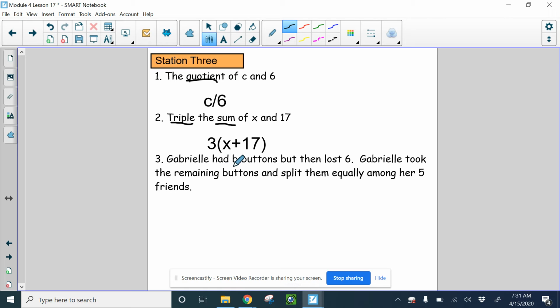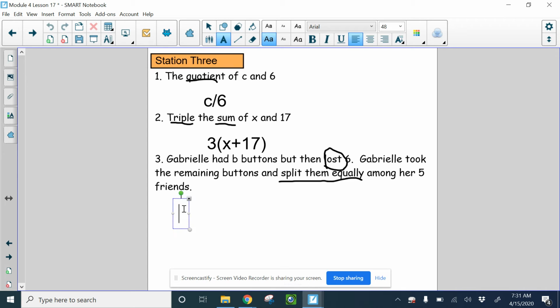So one more word problem on this slide. Gabriel had B buttons but lost 6. But then they took the remaining buttons and split them equally among her 5 friends. So if I have B buttons and I lose 6, that means I'm subtracting 6. If I split something equally, that means I'm now going to divide. So again, I'm just taking the words and replacing everything with symbols. I'm going to divide that by 5. However, I want to make sure that I keep the first step together. So I'm going to put parentheses around this to group losing the 6 buttons first and then dividing by 5 second.